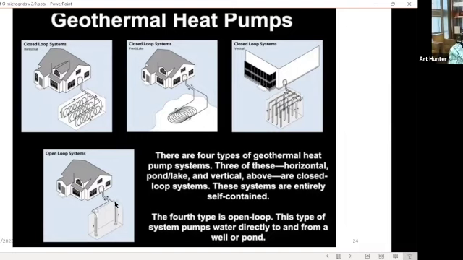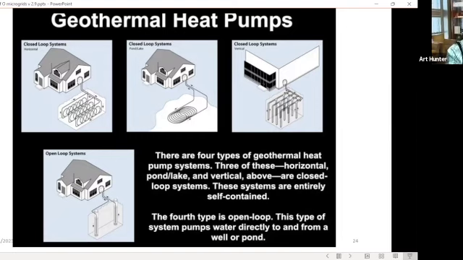Open loop systems are literally you take water out of one well and extract heat from it and dump it into another well, and then that automatically transfers over through the ground, picking up heat on its way. Open loop systems, I don't particularly like. People have a lot of trouble with them because they pick up contaminants and other things which do not work well with a lot of mechanical pumps and things.